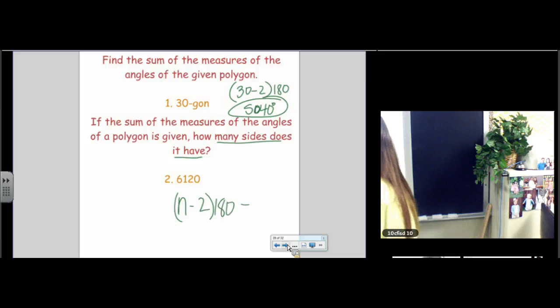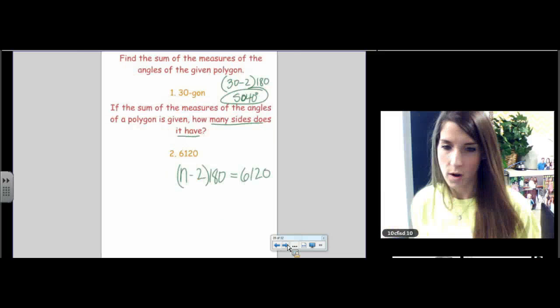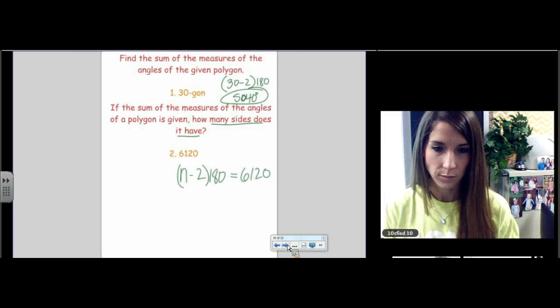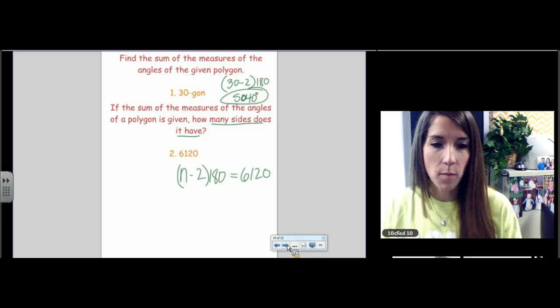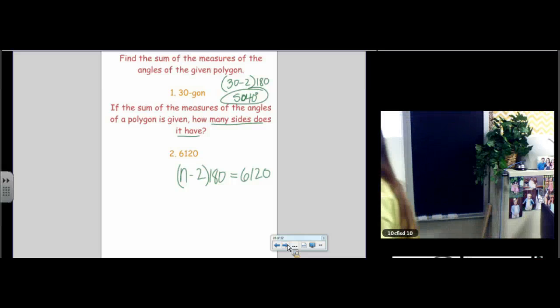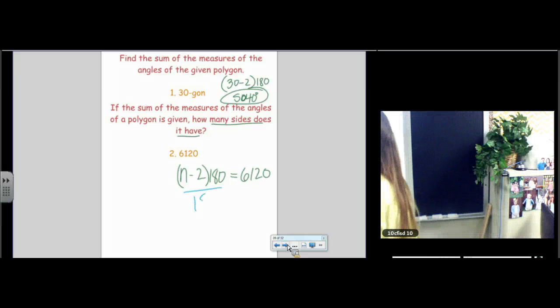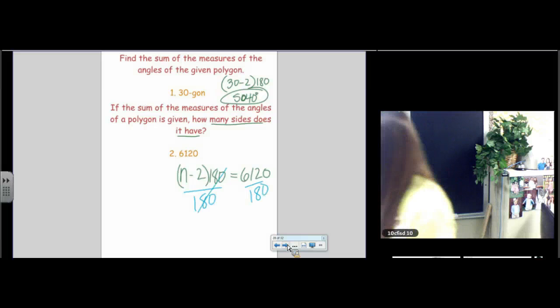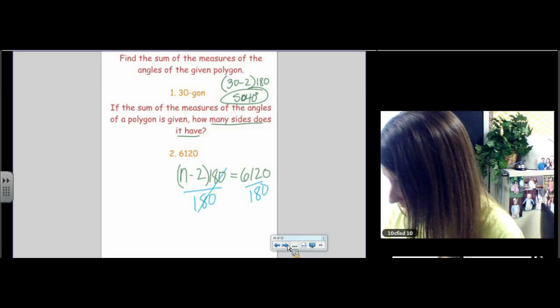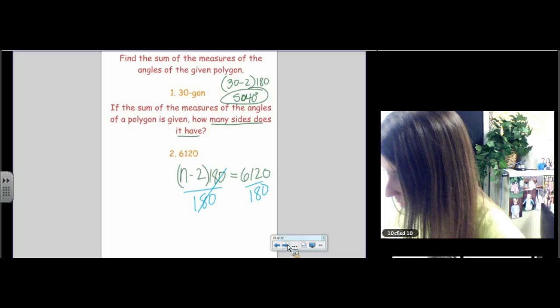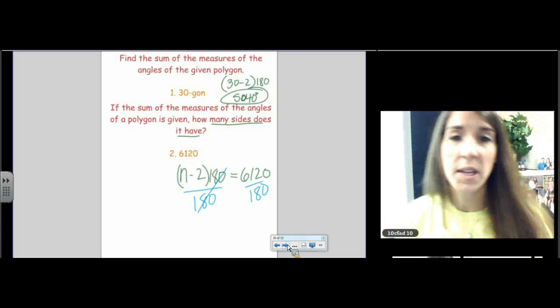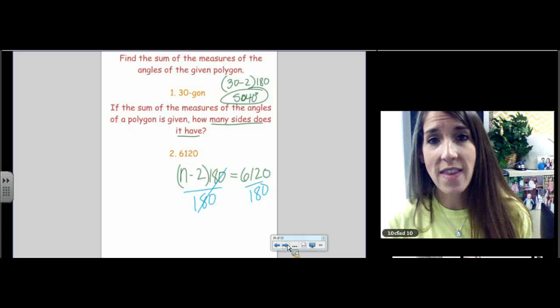N minus 2 times 180 equals 6,120. What's the opposite of multiplying by 180? Dividing by 180. So 6,120 divided by 180. Now, some people stop there, and that's why they get this problem wrong.